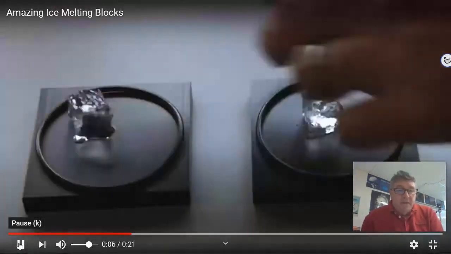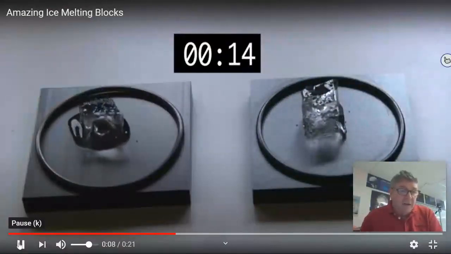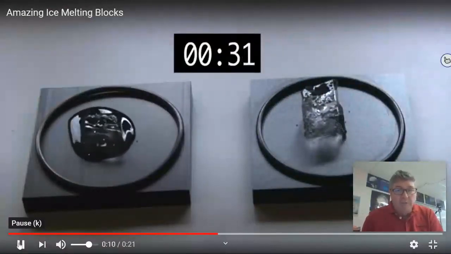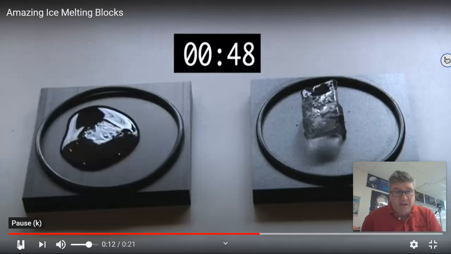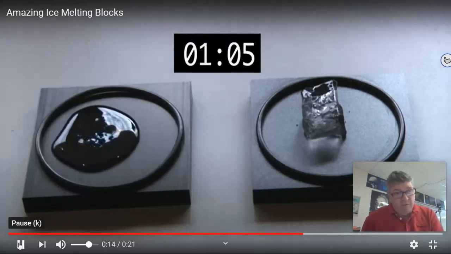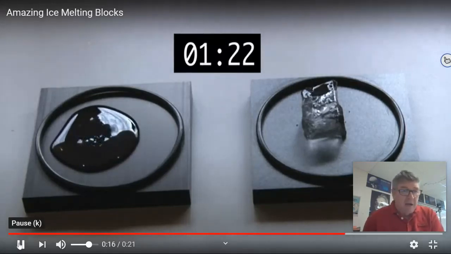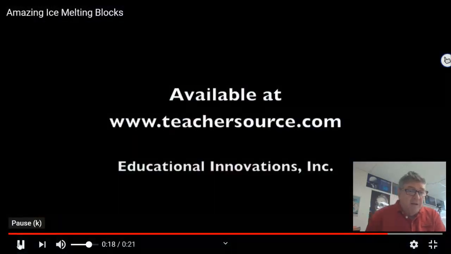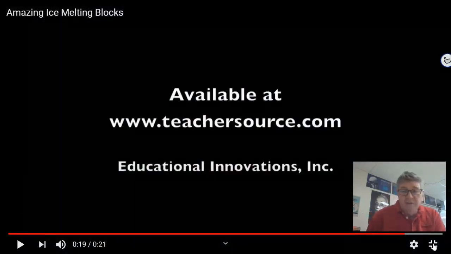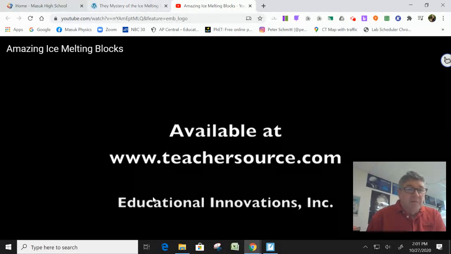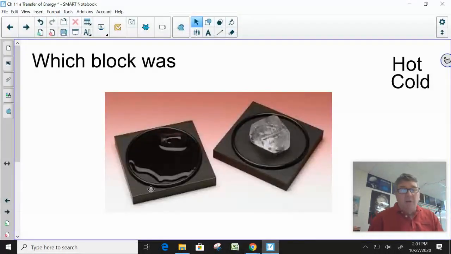And so the cold block is on the left, the metal block's on the left, and it's cold, and the hot block's on the right, and it's plastic. And kids, after about 20 seconds, start looking at me going, wait a minute, what's happening here? The cold block appears to be melting the ice. Well, it's all a big ruse because it wasn't a cold block. This was actually a metal block, and this is a plastic block.